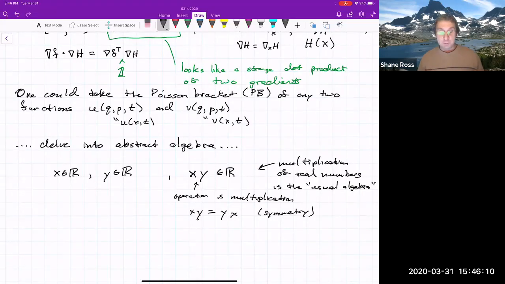That's the usual algebra. The Poisson bracket is not the usual algebra. Well, first of all, it's not over the real numbers. Where the usual algebra takes in two real numbers, multiplies them, and spits out another real number, the Poisson bracket takes in two scalar functions of phase space and spits out another scalar function of phase space.